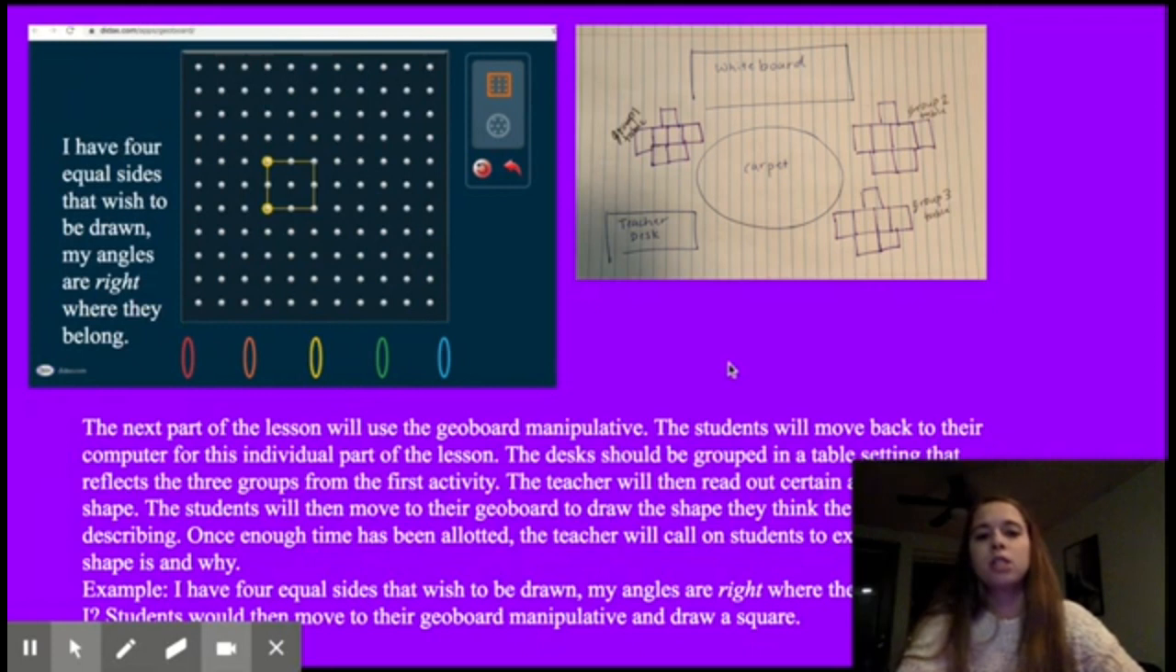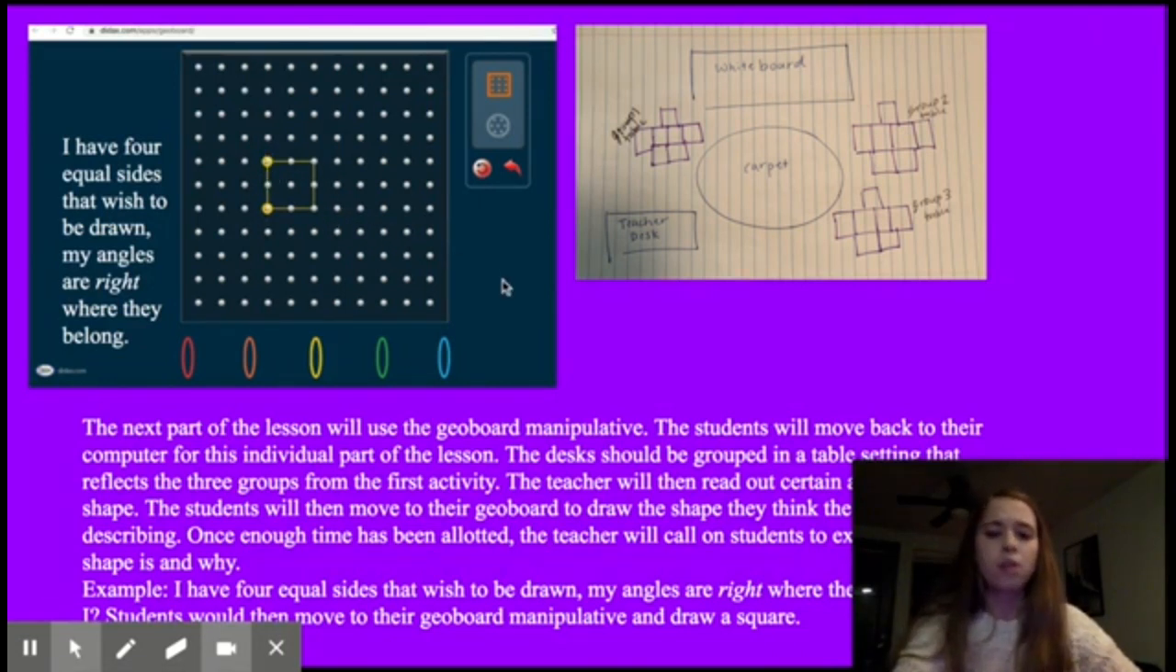And so, for instance, the teacher will read out a certain riddle. So for this one, I say, I have 4 equal sides that wish to be drawn. My angles are right where they belong. And so then the students would use those hints to create a square.